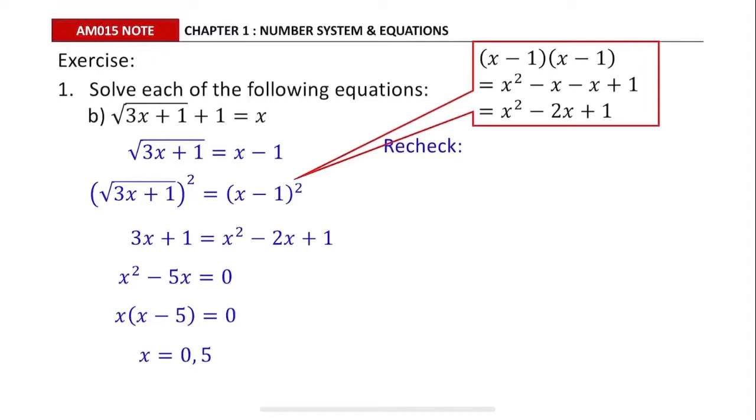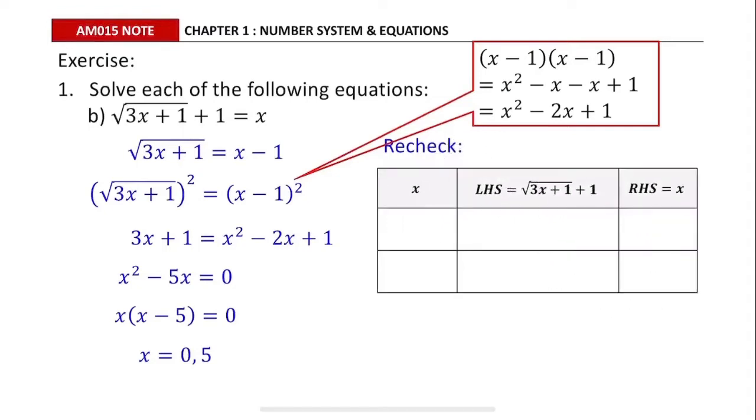This time, we have two values of x. So, it is better to use a table to compare the values on the left hand side and right hand side. The table is like this, with three columns, where the first column is the value of x we got just now. The second column is the expression on the left hand side of the equation, and the third column is for the right hand side.